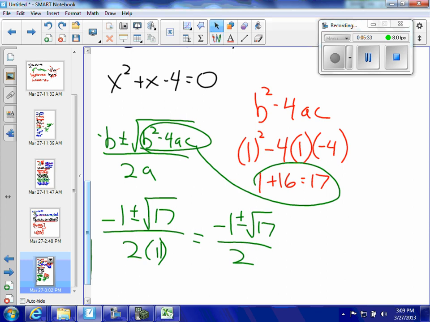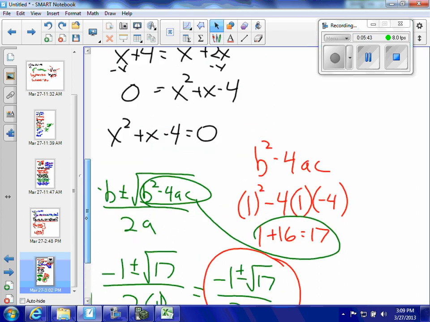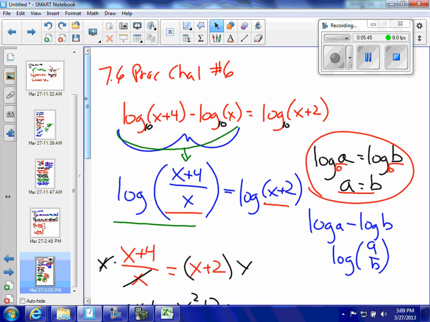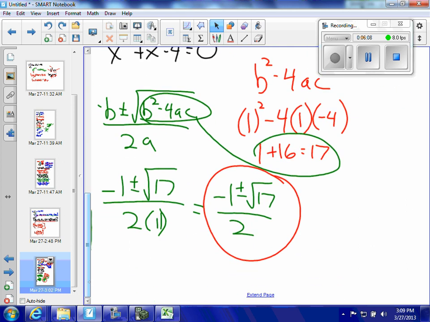The only thing I need to do is make sure that this is not a negative number. Because if that is a negative number, I have to go back to my original equation. I cannot have a negative argument of a logarithm. So if it's a negative number at all, that would make that x negative, and that would mean that would be an extraneous solution. So the way I check to make sure it's not a negative number is I pull out my calculator.